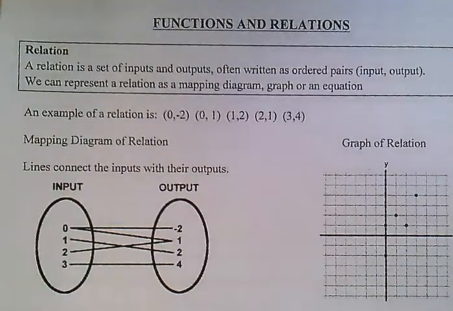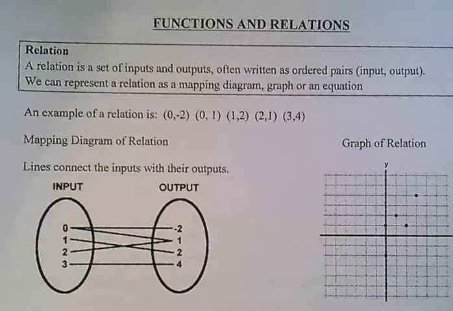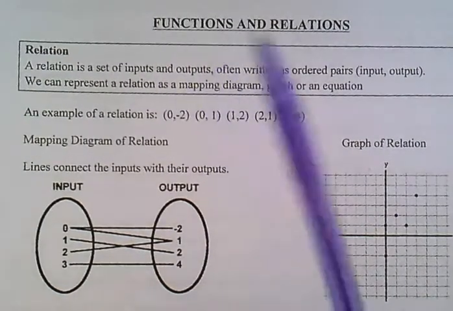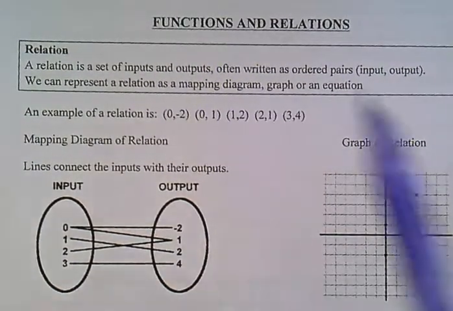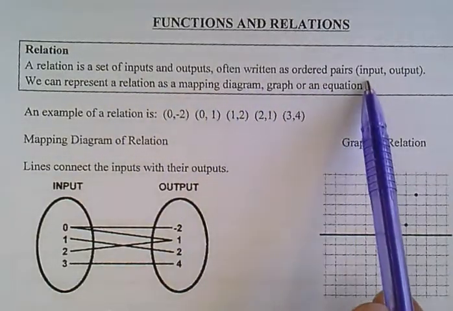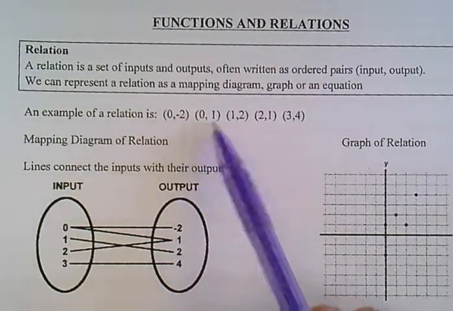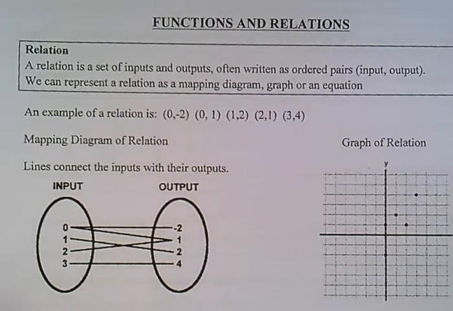New topic is functions. Today we're looking at functions and relations. So, what is a relation? We're going to look at what a relation is and what a function is. A relation is just a set of inputs and outputs, often written as an ordered pair. An example is (0, -2), (0, 1), just a set of points. For this x value, there's that y value, okay?